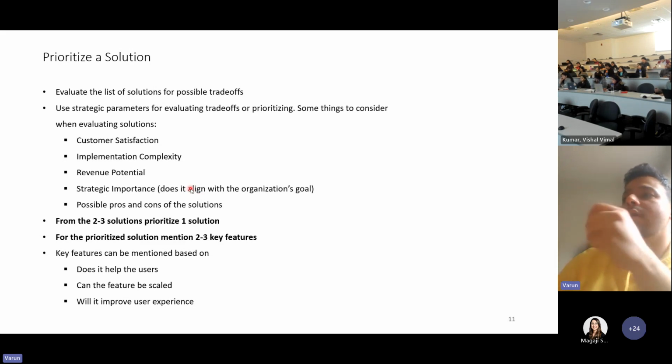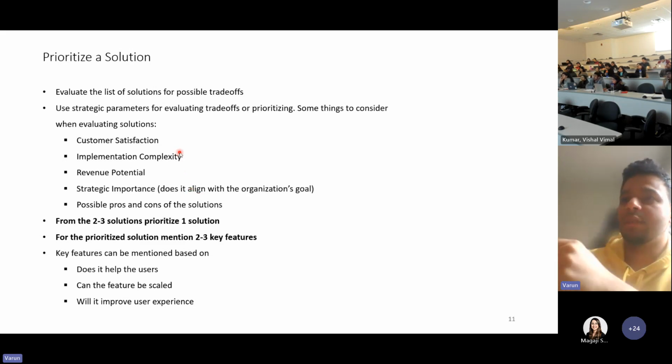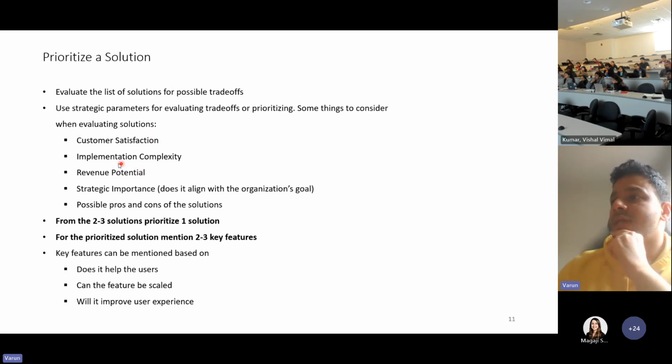Now you've brainstormed 2 to 3 solutions, and I think the example will provide more context, but then you prioritize one solution, right? This is where the trade-off comes into the picture. It is not possible to build all solutions even for that one pain point. You have to pick one solution, and the way you evaluate it is, what's the customer satisfaction for each solution? What's the implementation complexity for each solution? What's the revenue potential for each solution, as well as what is the strategic importance, right?